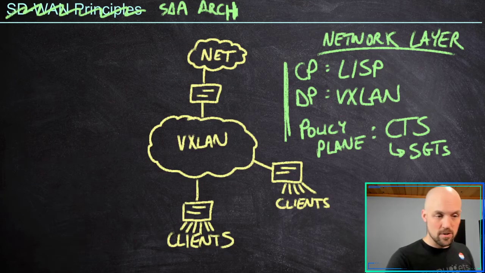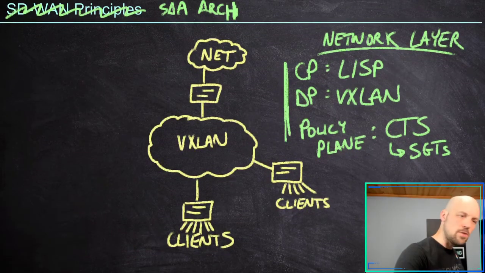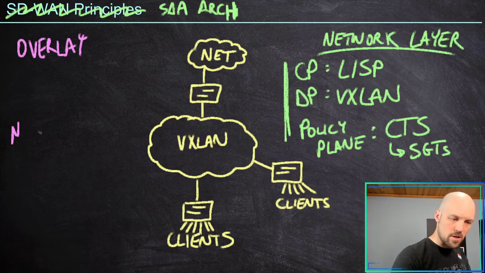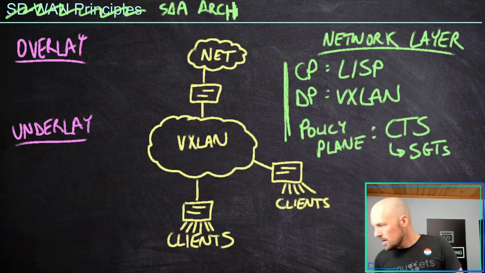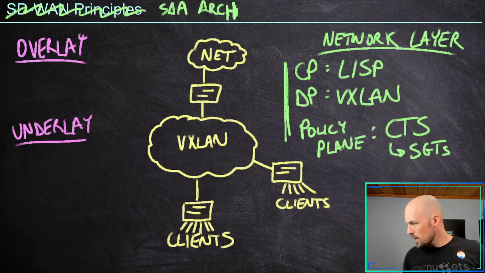Okay, now we're splitting into two conversations. Let me change color since we're changing conversations. We have the overlay and we have the underlay. Then I started to spell network. I have no idea why I started to spell network, but I did. Overlay and underlay. Okay, so we'll start with the underlay, actually. I wrote these backwards, but that's fine.